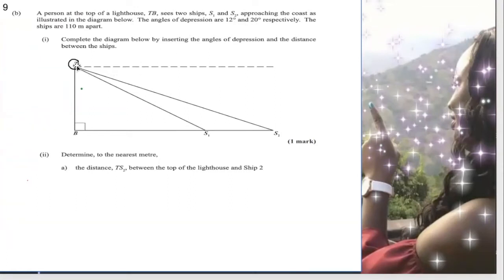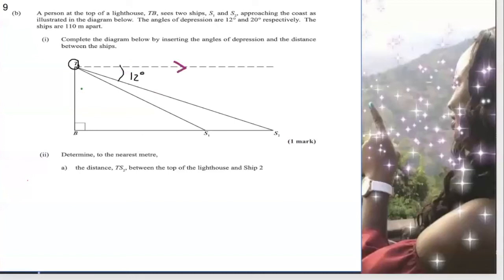So to find out where the 12 degrees will lie, basically, where I'll have my eyes, I will have the horizontal line and an angle being formed between the line of sight and this horizontal line, and that represents the angle of depression. And this is the angle 12 degrees. We're able to see that the angle at which this person is looking at ship 2 is 12 degrees between this horizontal line and the line of sight. So the larger one represents S1, which will create a larger angle. So it's between the horizontal line and the next line of sight, S1, that would represent 20 degrees.